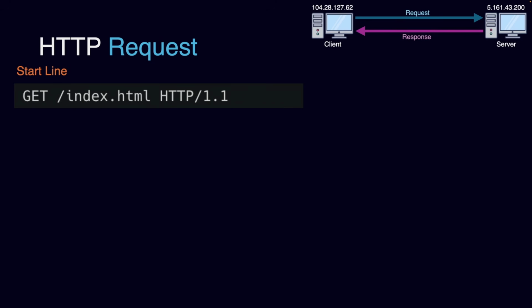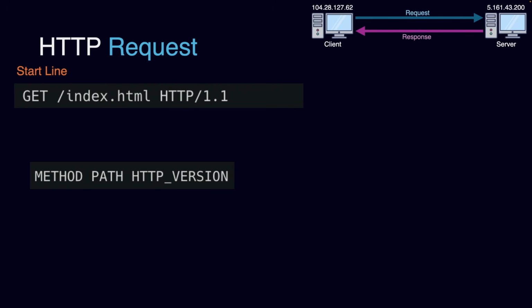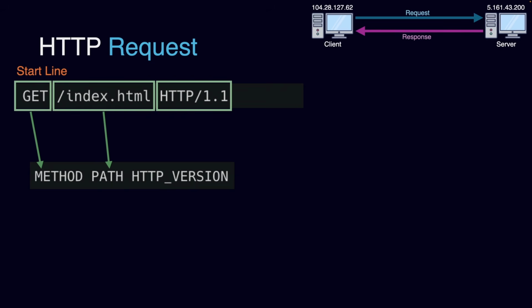The start line of a request message has three parts: the method, the path, and the HTTP version. First is the method, which describes what kind of action we are requesting to be performed on that resource. Next, we have the path, which is the path to the resource that we are requesting for. We will learn more about path in the future videos. And lastly, we have the HTTP version, which describes this request message is following which version of HTTP standard. Here we're following version 1.1.